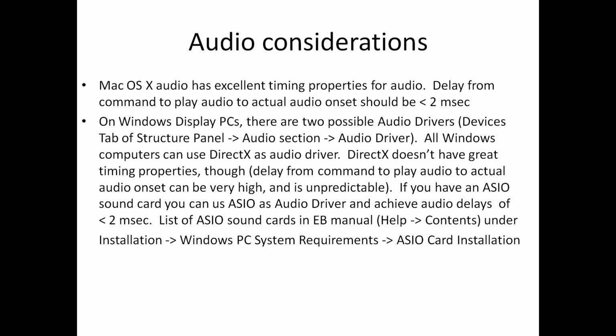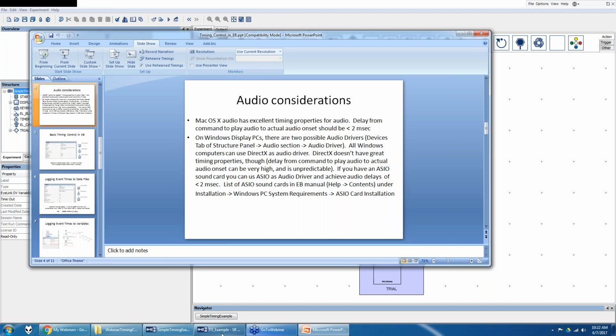Usually it's going to be in the 30 to 50 millisecond range, if I remember correctly, but it can be higher than that. And so if timing is important for audio playback, then it is kind of critical that you use an ASIO sound card. And the Experiment Builder manual has a little section in Installation, Windows PC System Requirements, ASIO Card Installation, and I'm just going to quickly show you that.